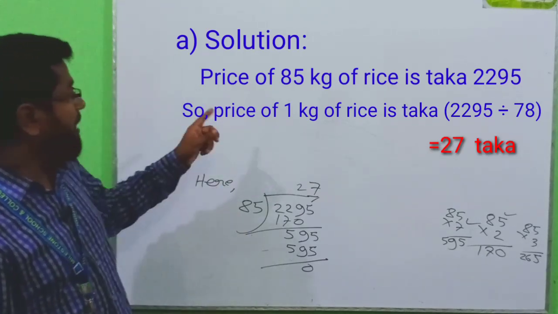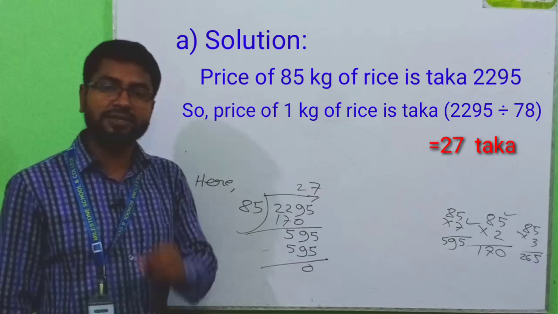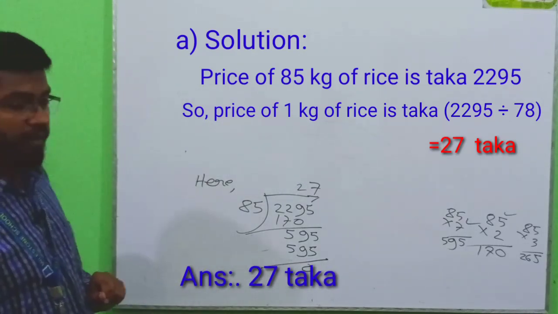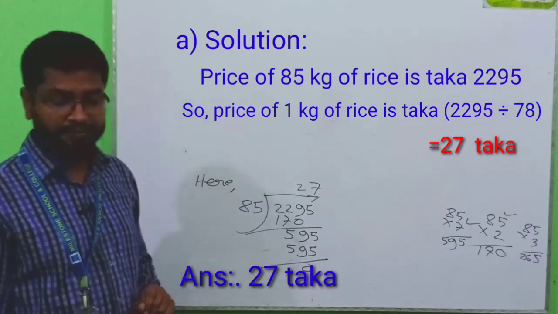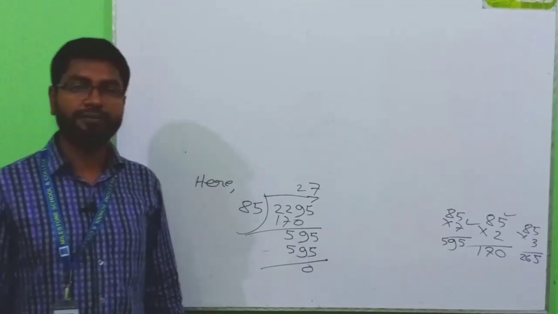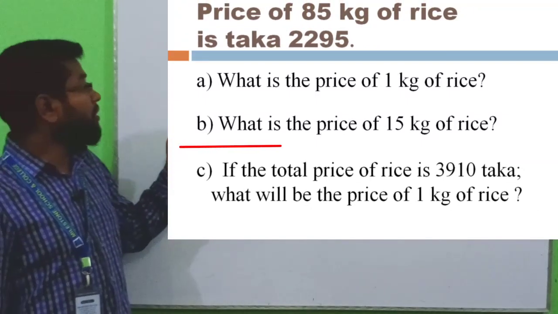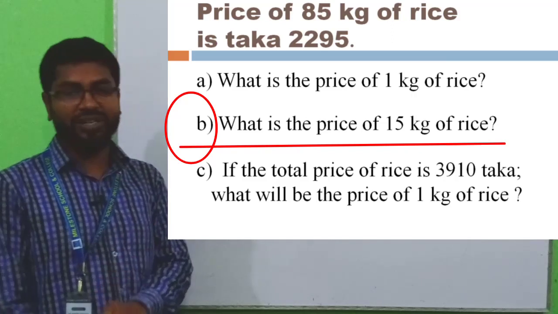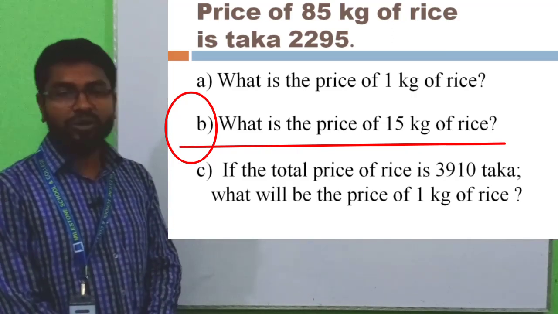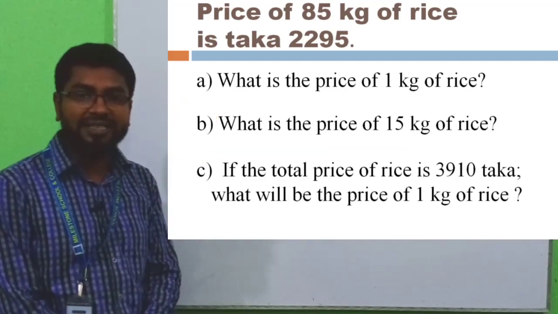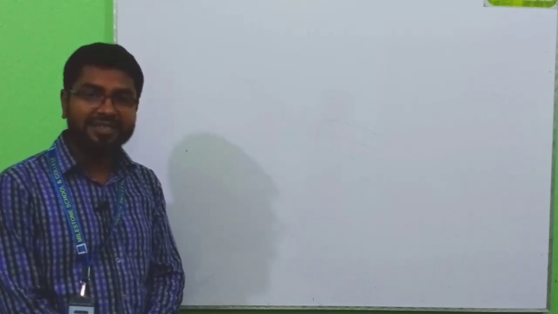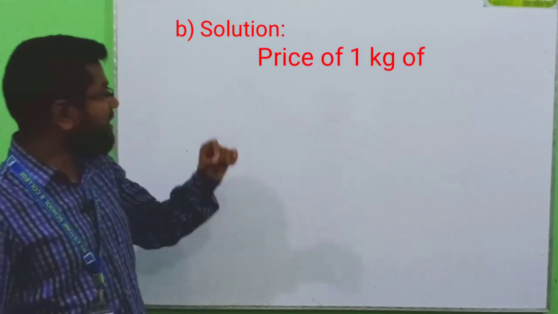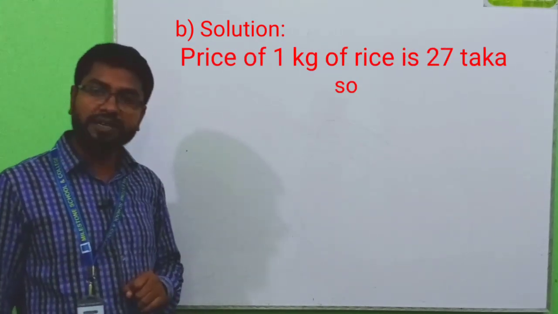So the price of 1 kg of rice is 27 taka. This is answer. We must write answer in proper place. Now, what is the price of 15 kg of rice? Already we got the price of 1 kg of rice. What is the price of 1 kg of rice? Yes, 27. So we will write price of 1 kg of rice is 27 taka.